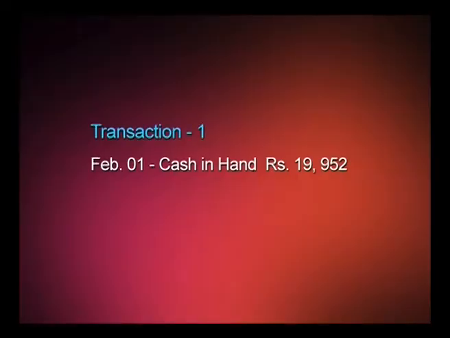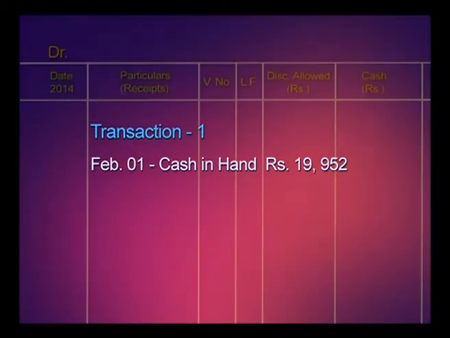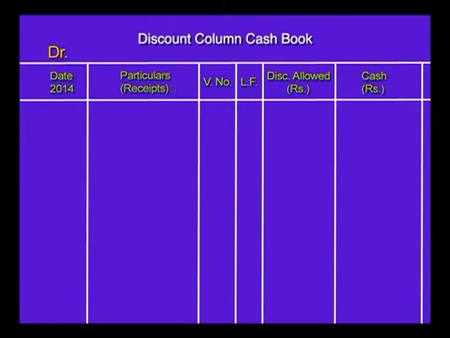February 1, they have informed you the opening transaction is regarding cash in hand. We have already understood cash book starts with opening balance of cash. It is on the debit side. So, see the debit side of your cash book. February 1 is mentioned, to balance brought down is mentioned, amount of 19,952 rupees is mentioned. You know this well because we have already discussed it with simple cash book.